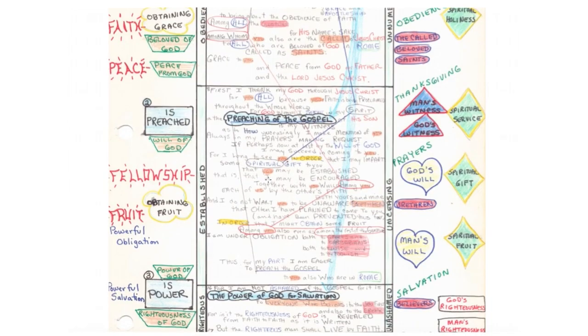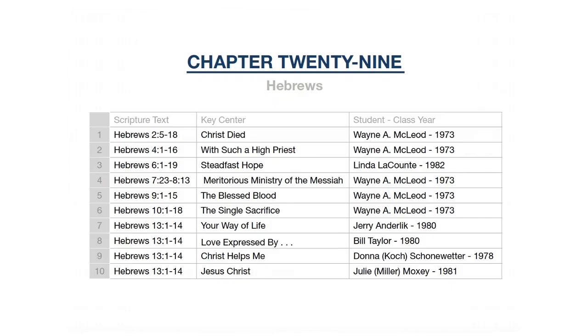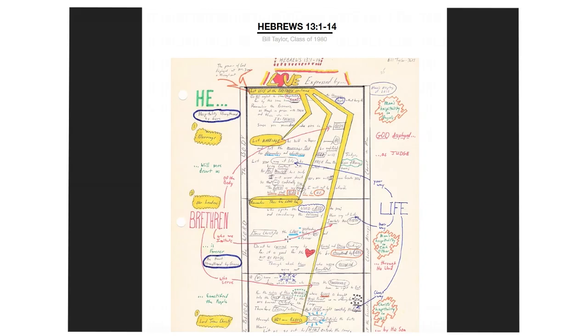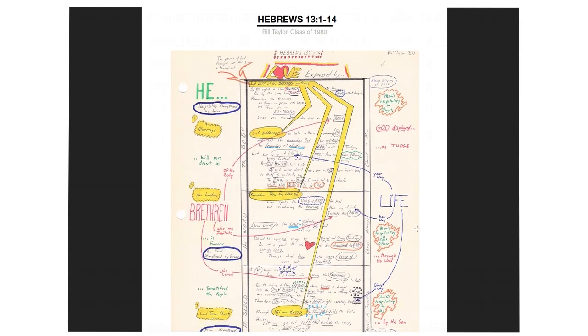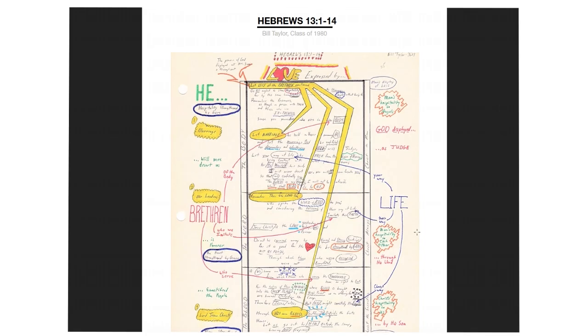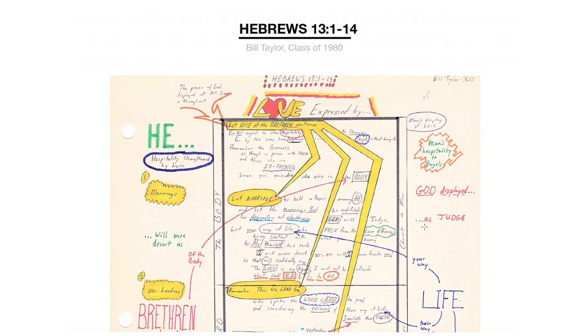Let's go to another book of the Bible and view one of the charts there. Let's go to page 300. And this will be the book of Hebrews. And we'll look at a chart by Bill Taylor here. Love expressed by. All right, so can you see his key center? Let me just enlarge that again.